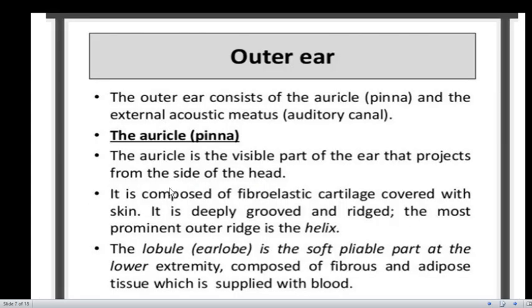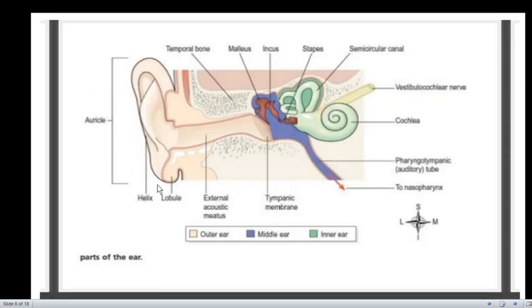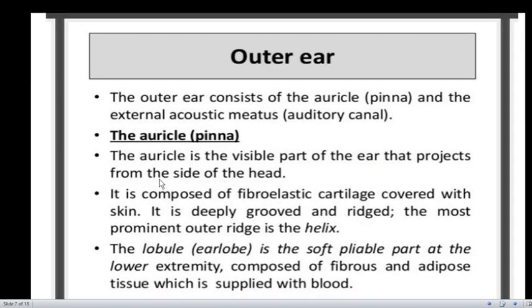Okay, and it is covered by skin, and the part called the helix is also there. And we also have an ear lobe, which is the soft part. The soft part of the ear is the ear lobe. So we have seen the outer part of the ear, which is called the auricle.